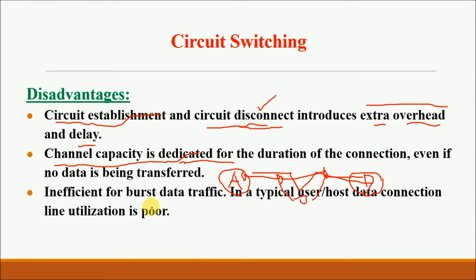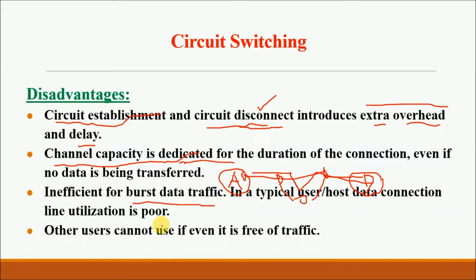Number 3, this will be inefficient for burst data transfer, that means a huge amount of data. When we transfer a huge amount of data, it will be inefficiently used. And other users cannot use it. Suppose when a particular line is dedicated between two stations, then other users cannot use that, even if it is free of traffic. If it is free of traffic, then also the other users cannot use that dedicated line until that line is disconnected. So all these are the different drawbacks of circuit switching.